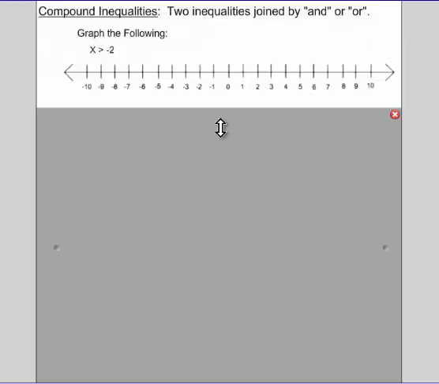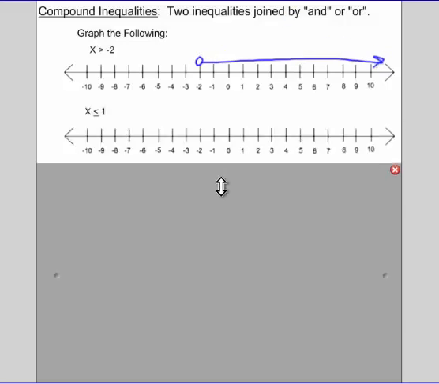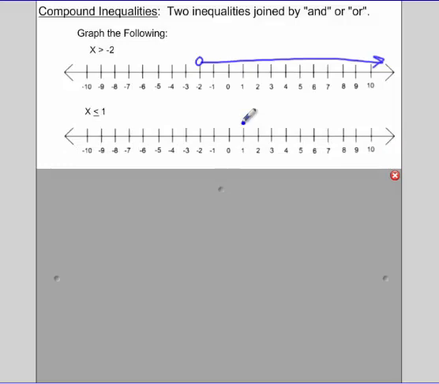Let's start with the graphs of and type of inequalities. We're going to graph a few inequalities leading to the graph of an and type of inequality. First, graph the inequality x is greater than -2. We will use an open circle at -2 and draw our arrow to the right. The next graph, x is less than or equal to 1. We will use a closed circle at 1 and draw our arrow to the left.